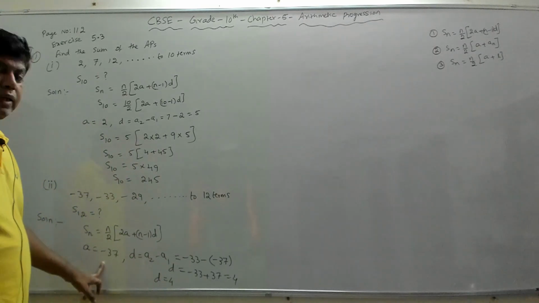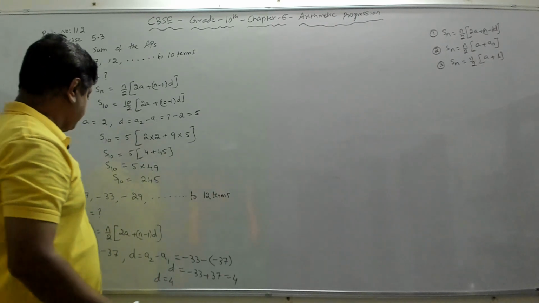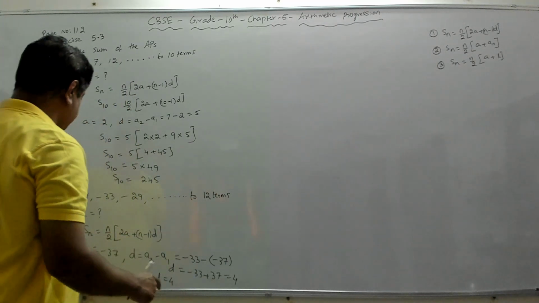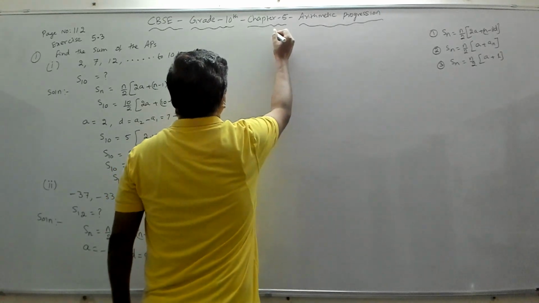Now we have got a as minus 37 and d as 4. Now let's take this formula Sn and substitute for S12.